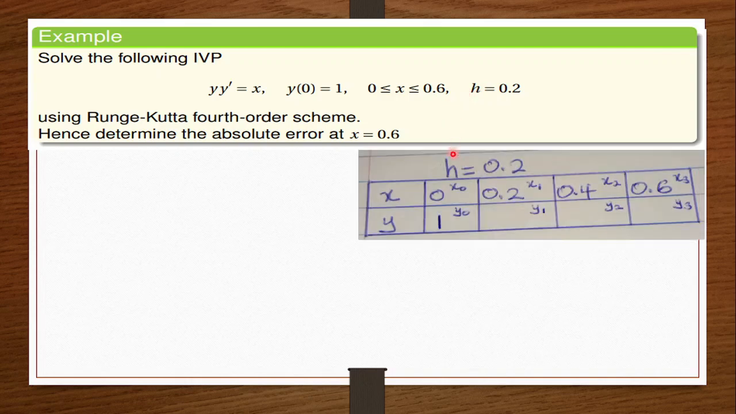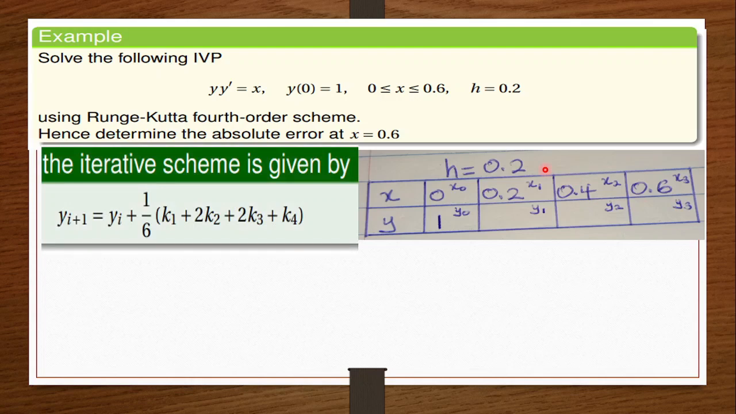From our interval and our step length, we can construct our table. The step length is equal to 0.2, and our x values start from 0, then 0 plus 0.2, plus 0.2, plus 0.2, and we end at 0.6. So those will be our x values. Our first y value is 1, from the question, y0 equals 1. The job now is to find the values for y1, y2, and y3 using the Runge-Kutta fourth order scheme.